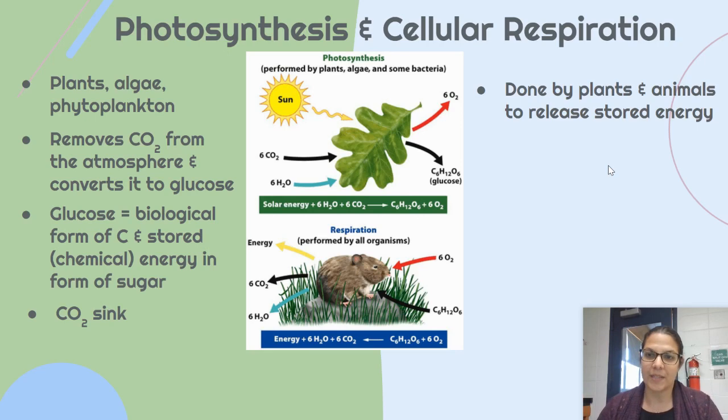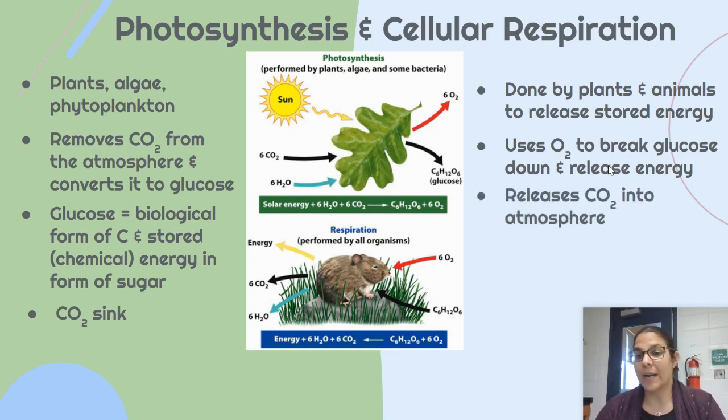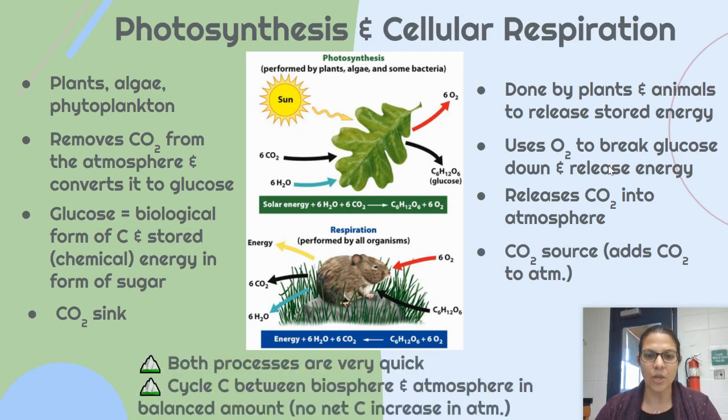Cellular respiration is the opposite. It's also done by plants. Remember, we were talking about net versus primary productivity. Cellular respiration releases the stored energy. We respire, and all animals do. We use oxygen to break down that glucose in our bodies, and then we breathe out carbon dioxide into the atmosphere. So this carbon dioxide source adds carbon dioxide to the atmosphere. Both of these processes are very quick.